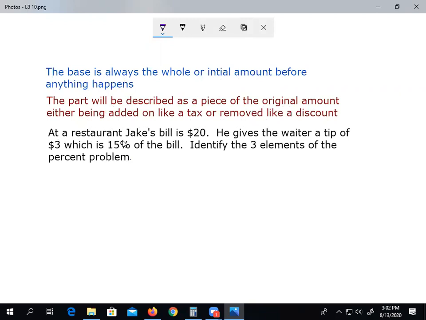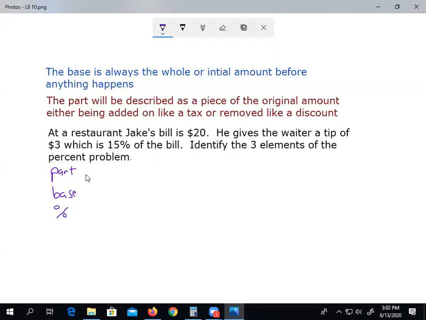So at a restaurant, Jake's bill is $20. He gives the waiter a tip of $3, which is 15% of the bill. Identify the three elements of a percent problem. So we want to identify the part, we want to identify the base, and we want to identify the percent, the rate.